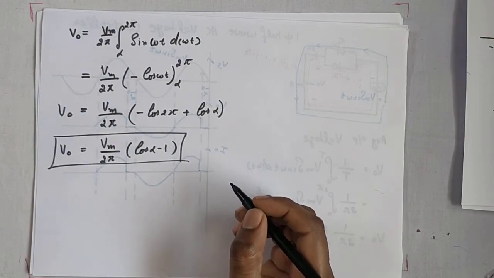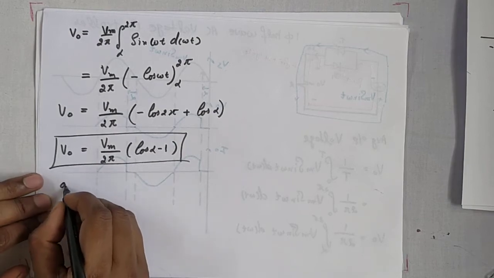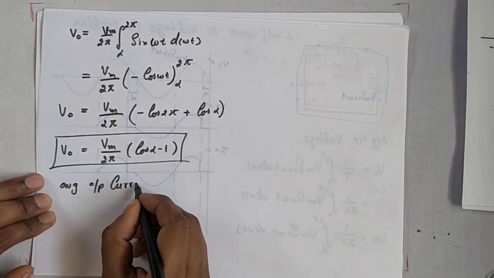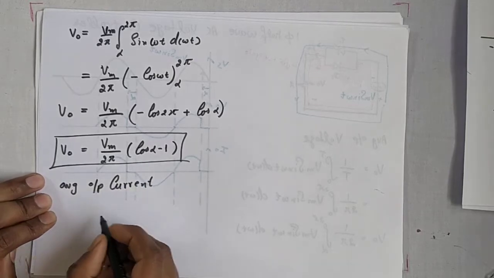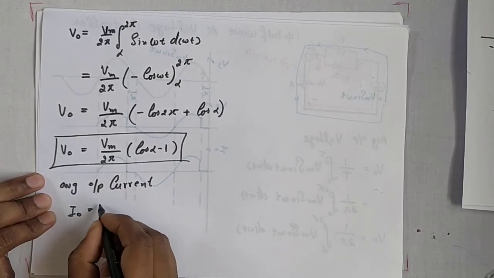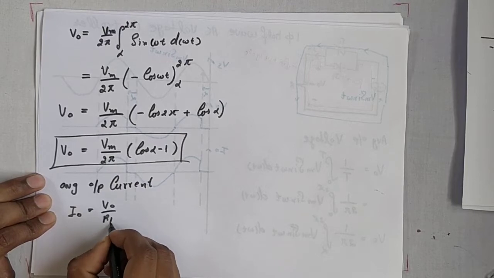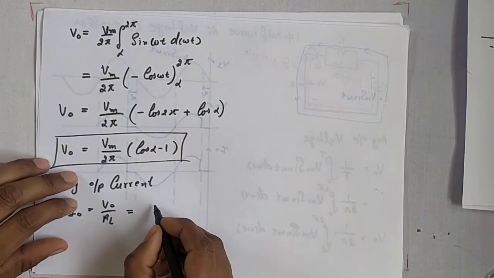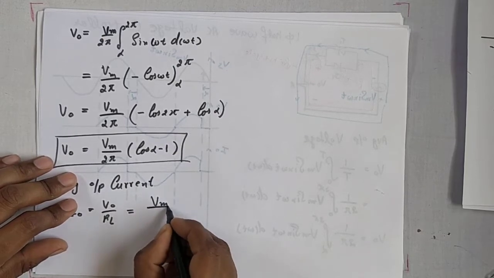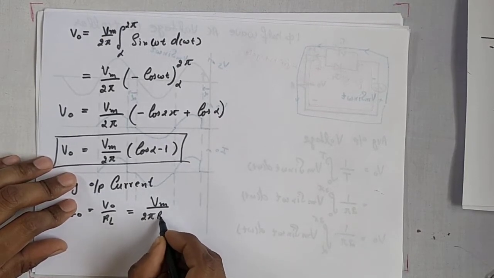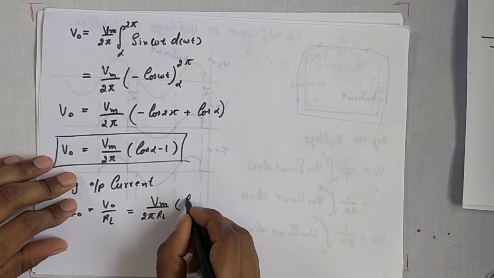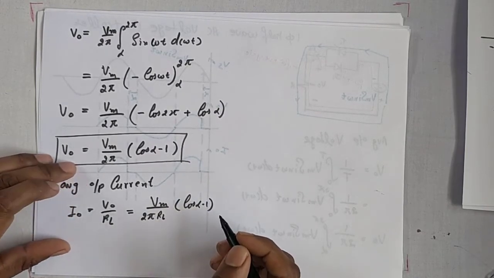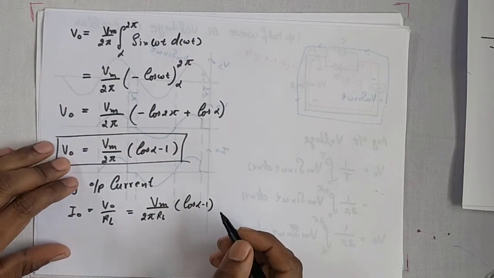Now find the average output current. Average output current I naught equals V naught divided by RL, where RL is the load resistance. This will be Vm by 2 pi RL (cos alpha minus 1). So this is the average output voltage and average output current.